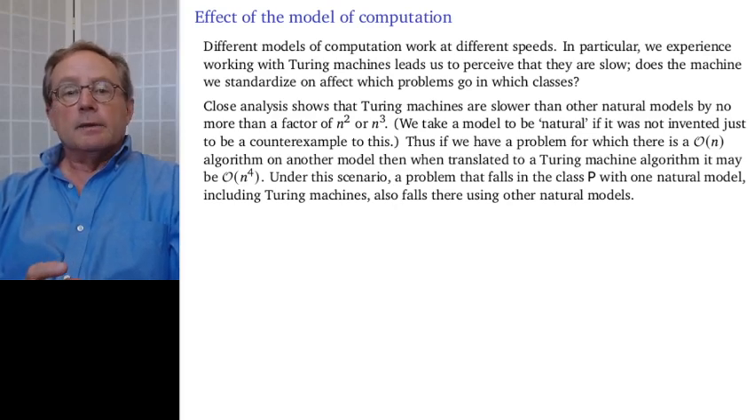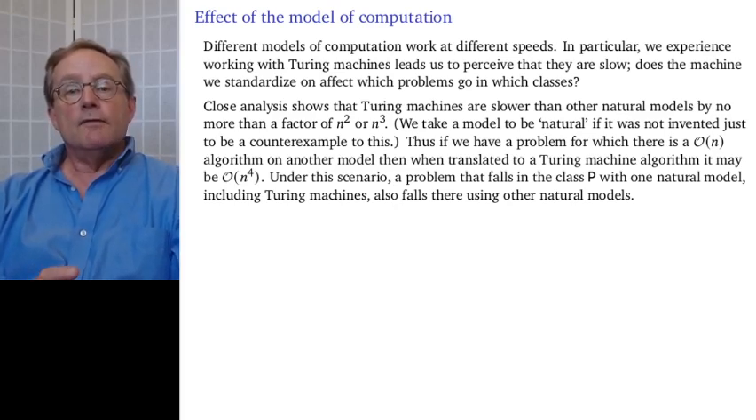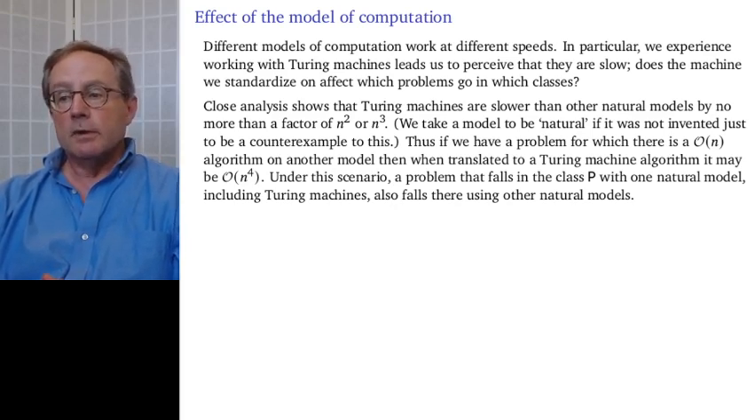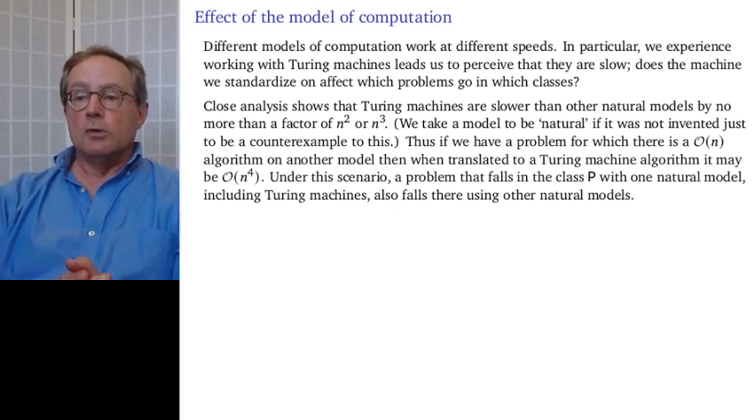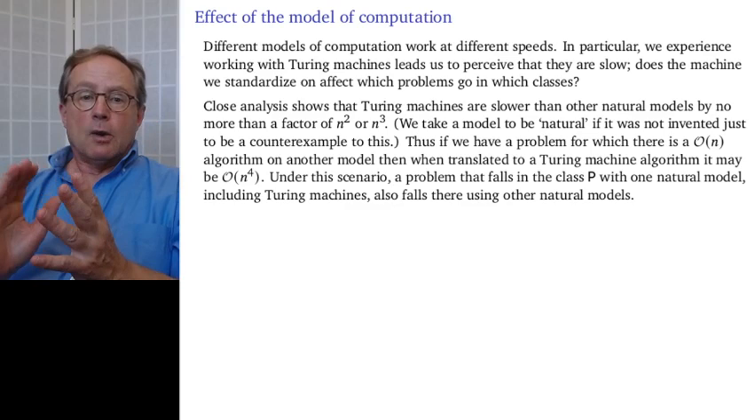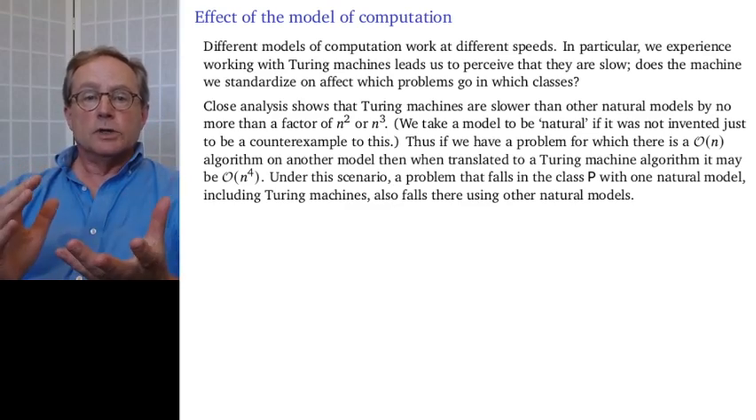But it's still poly. So if you have a problem that's poly on a RAM model, it's still poly on a Turing machine. Problems that fall into the class P with one natural model, including Turing machines, also fall into the class P using other natural models. Okay, so that question about the speed of different models was a good one.